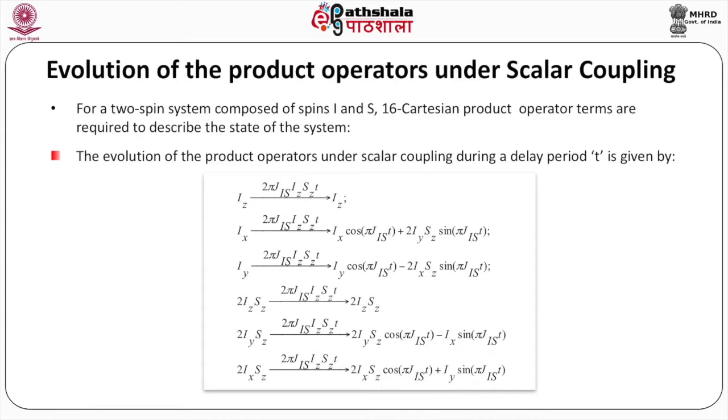Evolution of the product operators under scalar coupling. Before we start to learn how heteronuclear two-dimensional methods work, we have to understand what the building blocks are. This is also a very good exercise to see how the product operators are employed in analysis of these simple experiments. When we talk about heteronuclear spins, a two-spin system I and S, or a homonuclear spin system I and S, then for a two-spin system composed of spins I and S, 16 Cartesian product operator terms are required to describe the state of the system.